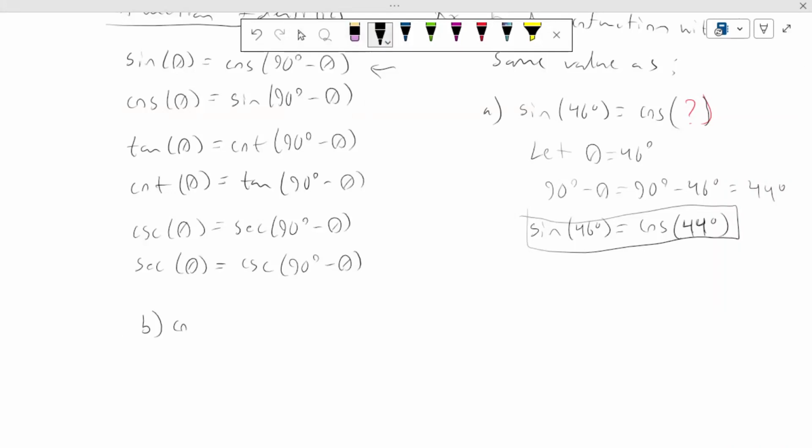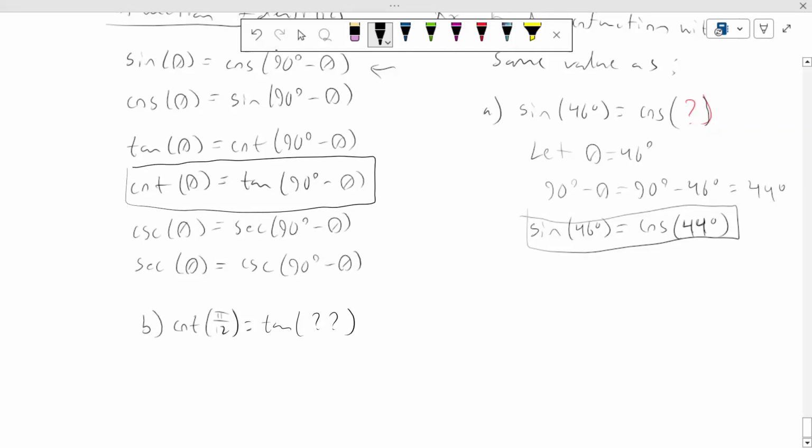Now, we have cotangent of pi over 12, and we're trying to find a cofunction that has the same value. We said that the cofunction for cotangent is tangent. So we want to know what angle needs to be inside of here in order for tangent of this angle to be the same thing as cotangent of pi over 12. Here's our cofunction identity in terms of degrees. But remember I said you could replace it with radians. 90 degrees is the same thing as pi over 2 rads. So cotangent of theta is the same thing as tangent of pi over 2 minus theta.